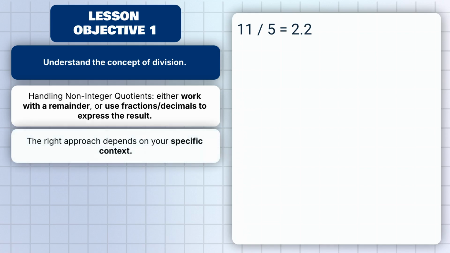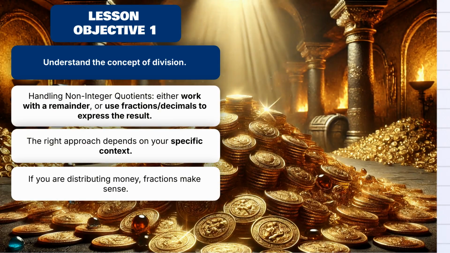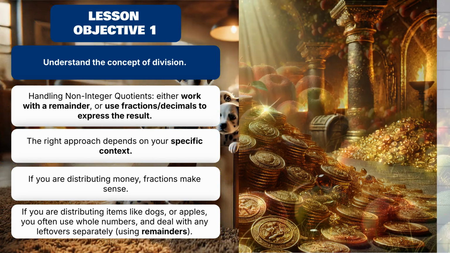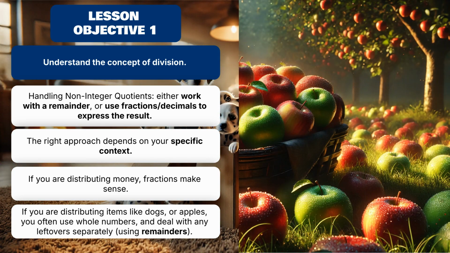The right approach to take depends on your specific context. For example, if you are distributing money, fractions make sense, since money is an entity that can be split into smaller units. However, if you are distributing items like dogs or apples, you often use whole numbers and deal with any leftovers separately using remainders.